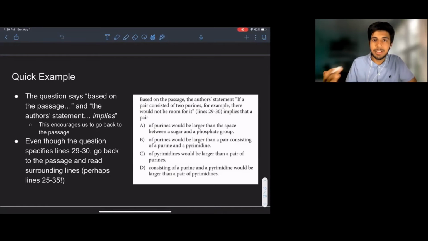So in this case, maybe lines 25 to 35, but use your own discretion. Don't make the bounds so large that you're reading so much information. You should be focused on the lines they give you and read a little bit outside of that.